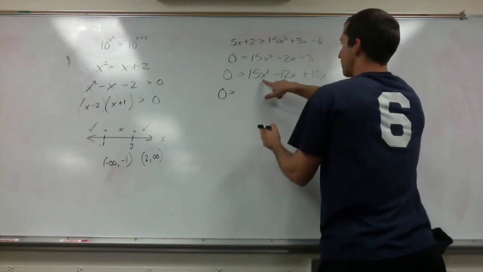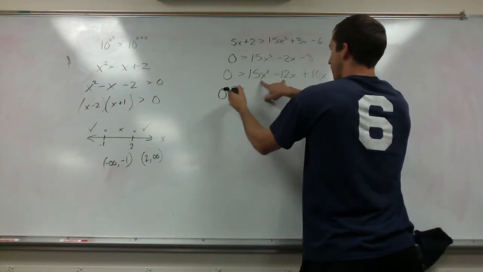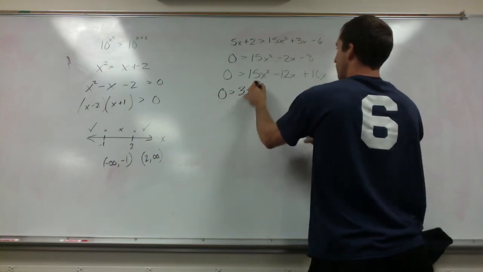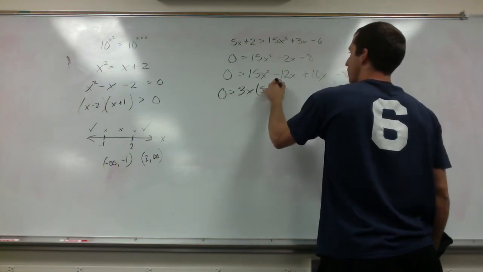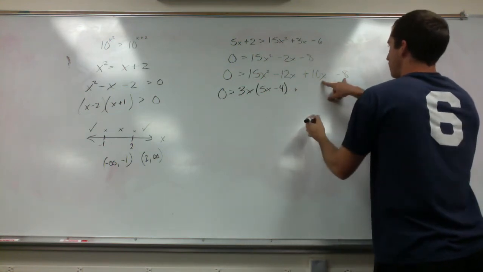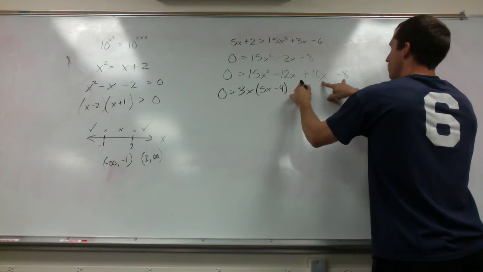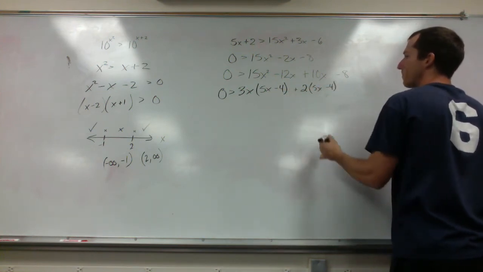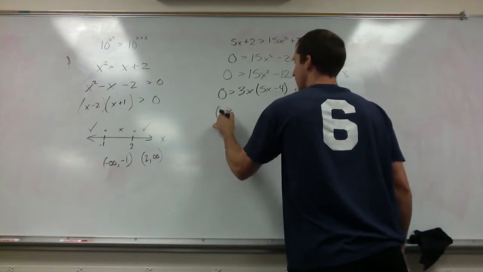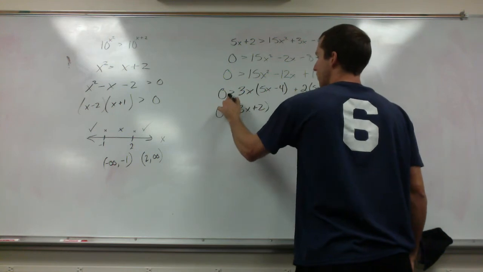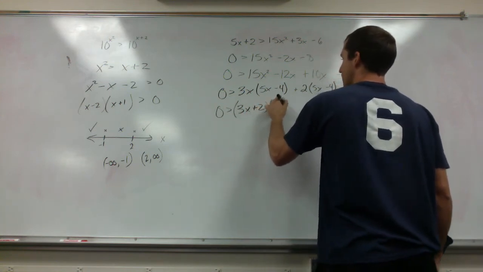Keep going. What's the common factors of the first two terms? I think we can bring out a 3 and an x. We'd have 5x minus 4 left. On these two terms, looks like we could pull out a 2. We'd have 5x minus 4. So now 0 is greater than 3x plus 2 times 5x minus 4.